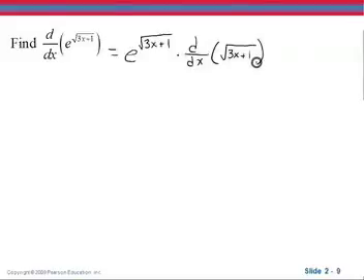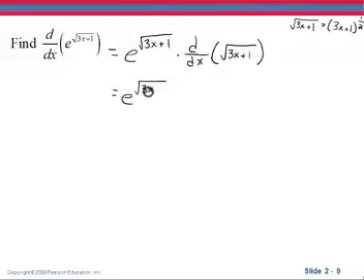Now as we think about 3x plus 1, we should think of that square root of 3x plus 1 as 3x plus 1 to the 1/2 power. Remember when we deal with square roots, we treat those as a power rule. So we will have e to the square root 3x plus 1 times, and when we take the derivative of 3x plus 1 to the 1/2, we make 1/2 a coefficient, subtract 1 from the exponent, 3x plus 1 to the negative 1/2.